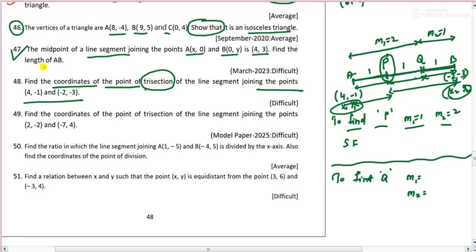Good. So question number 49, if you look, is again to find the coordinates of the points of trisection. So it's a similar question. You can try in the same way. As per them it is difficult, but if you try you will get the answer. If you have understood the concept, you can easily get the answer. Okay?